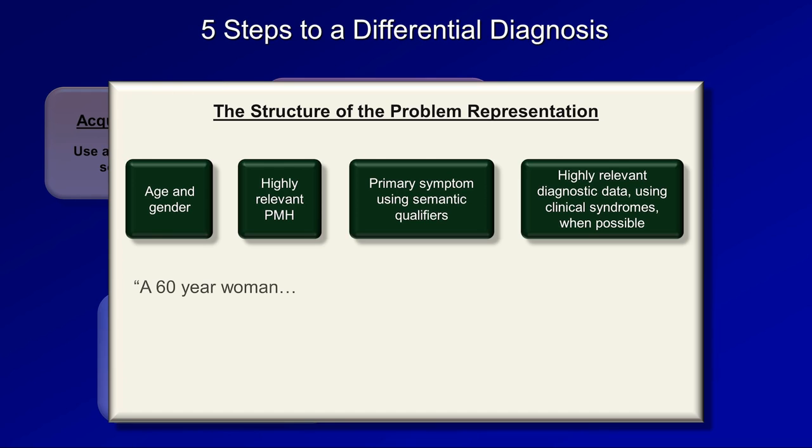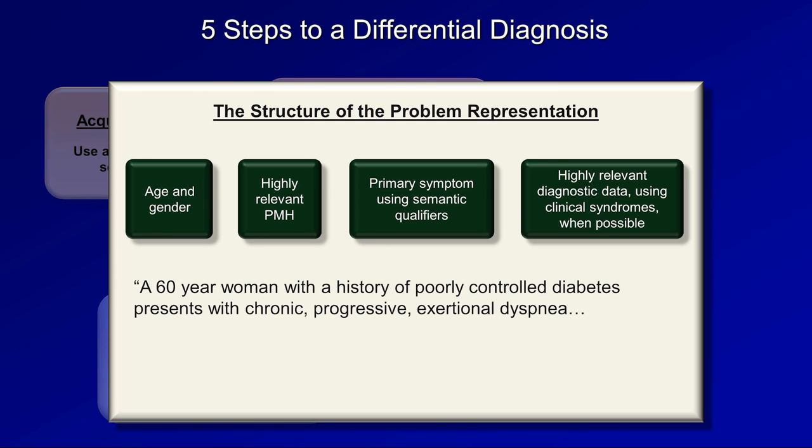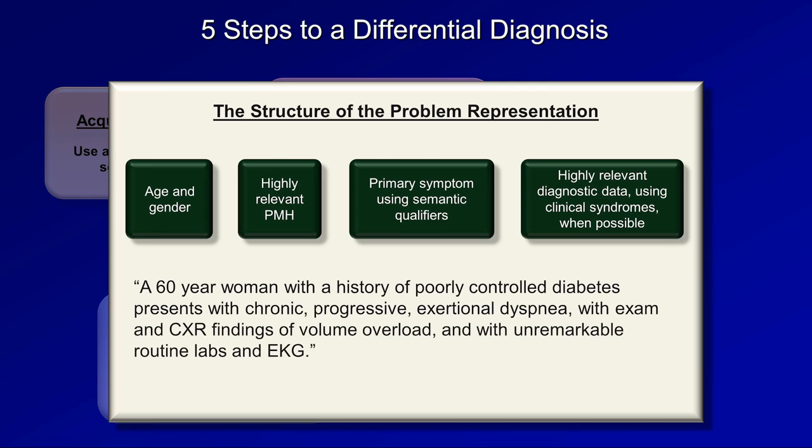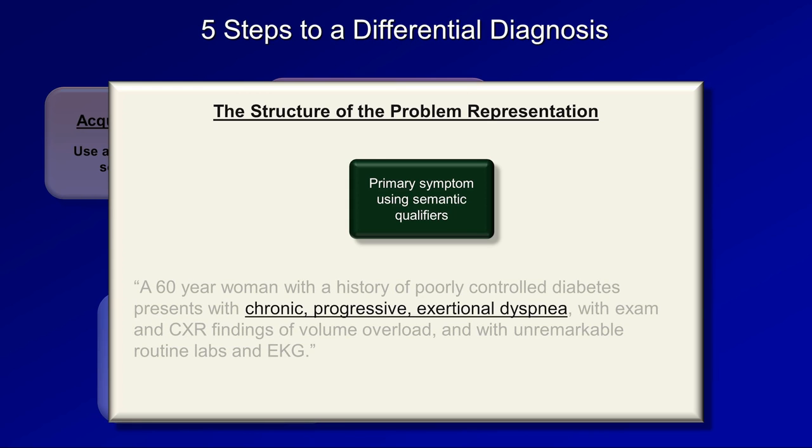For example, a 60-year-old woman with a history of poorly controlled diabetes presents with chronic progressive exertional dyspnea, with exam and chest x-ray findings of volume overload, and with unremarkable routine labs and EKG. The other approach to the problem representation is to consider only this category. So for this patient, the problem representation becomes just chronic progressive exertional dyspnea. I personally don't like this approach as much because I think the upside to being more concise is outweighed by the downside of eliminating the additional information, but you certainly will come across the second approach from time to time.